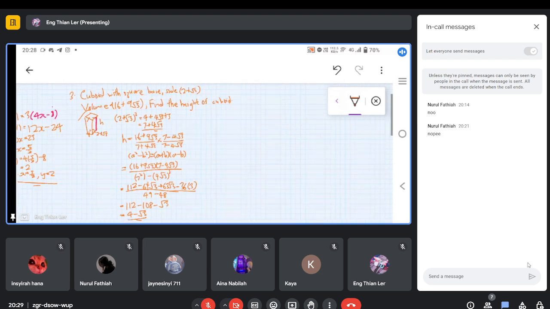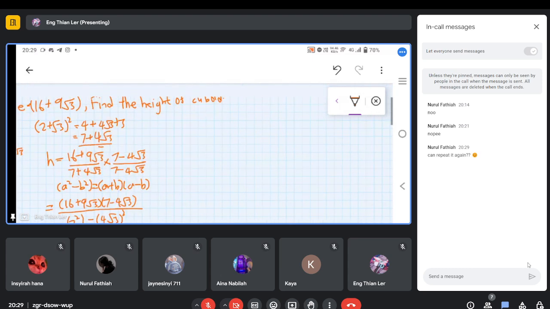Any question from this? I believe you all understand, right? Any question? If you have questions, it's probably about rationalizing the equation. So let's move on.